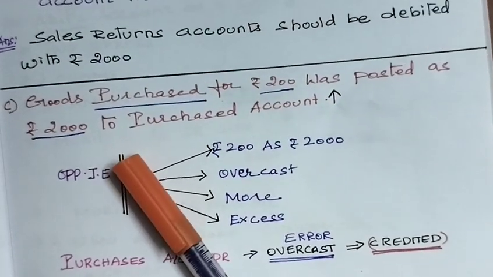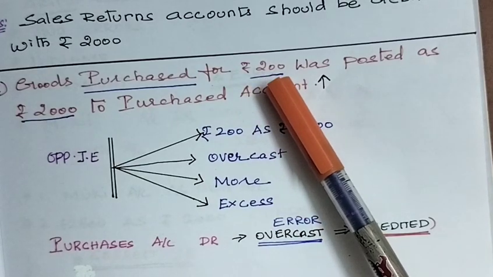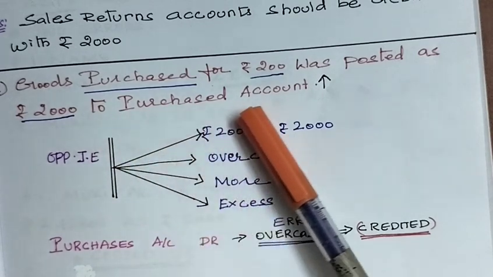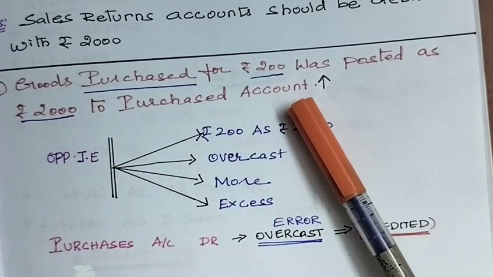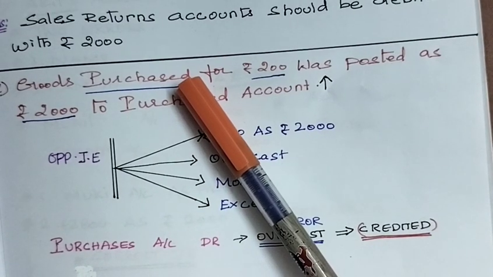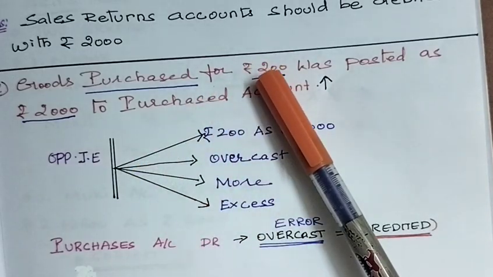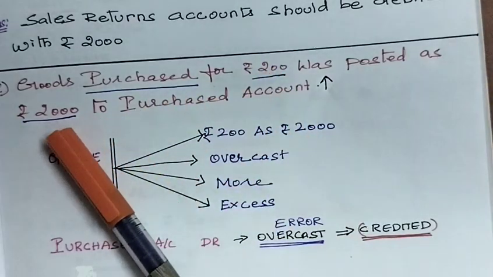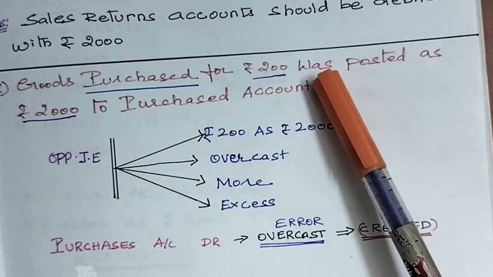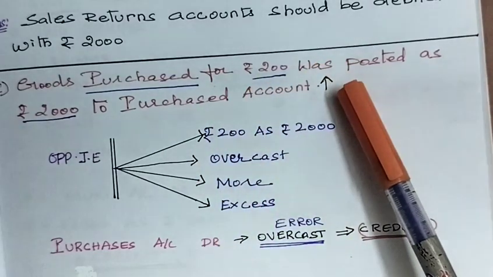The next transaction is goods purchased for rupees 200 was posted as rupees 2000 to purchases account. So listen, where is the error? Purchases account has the error. What is the error? Instead of 200, they posted as 2000. That means purchases account will be in excess, overcost. It shows purchases account shows overcost.